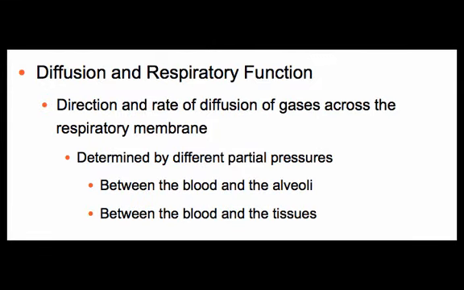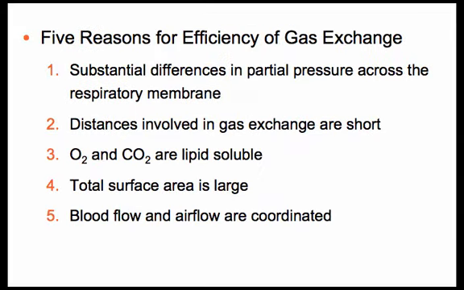The direction and rate of diffusion of carbon dioxide and oxygen across the respiratory membrane is determined in large part by the different partial pressures between the blood and the alveoli and the blood and the tissues. This exchange of gases across the respiratory membrane is very efficient for several reasons. First, there is a substantial difference in partial pressures across the respiratory membrane. Second, the distances involved in the gas exchange are short. Third, oxygen and carbon dioxide are lipid-soluble, making it easy to diffuse. Fourth, the total surface area of a respiratory membrane is large. And fifth, the blood flow and airflow are coordinated.